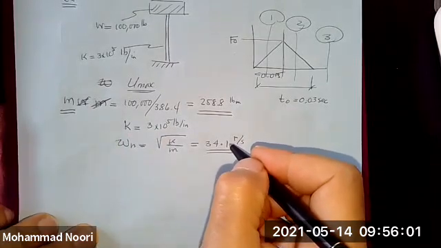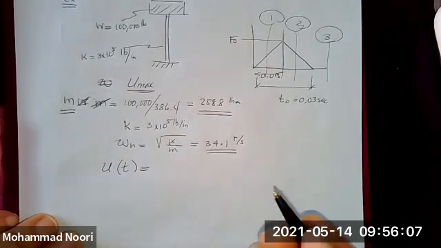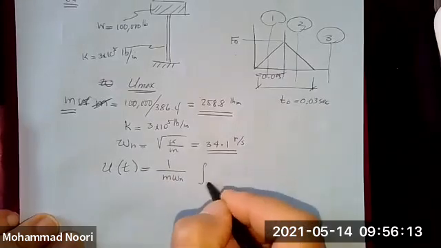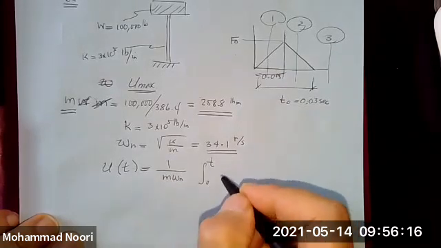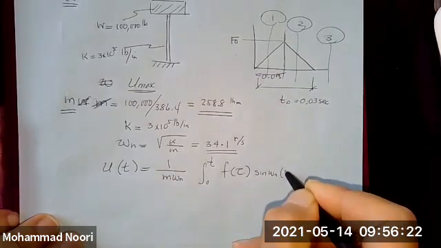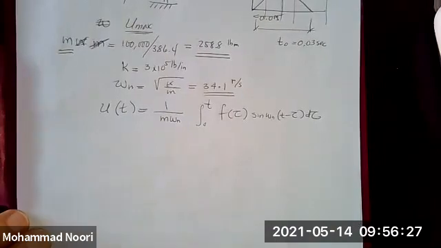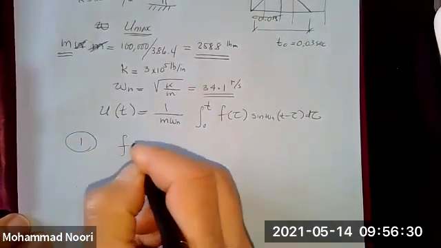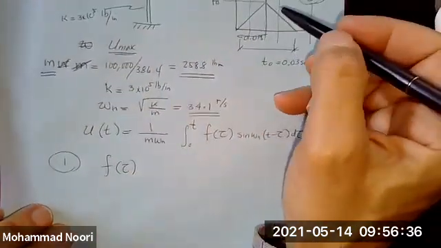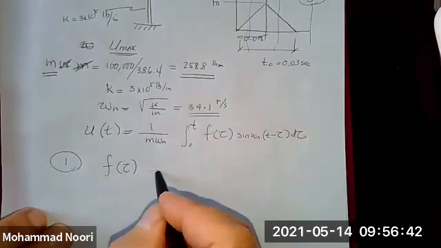And so the response that we need to evaluate would be u equals 1 over m omega n, integral from 0 to t of f of tau sine omega n (t minus tau) d tau. So step one is setting up the forcing function for all regions. And in this case, we have three regions: here, here, and here. So I will set those up.